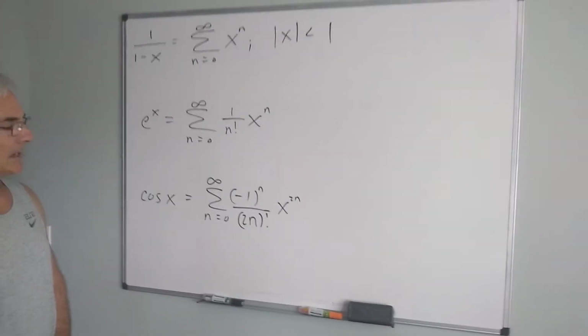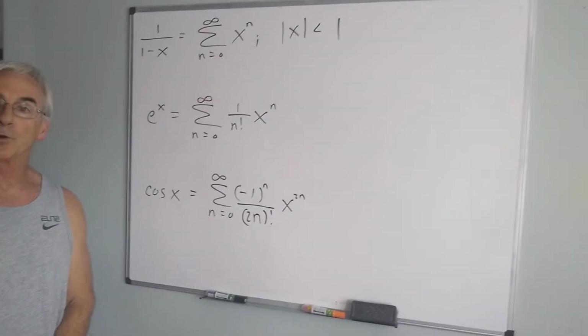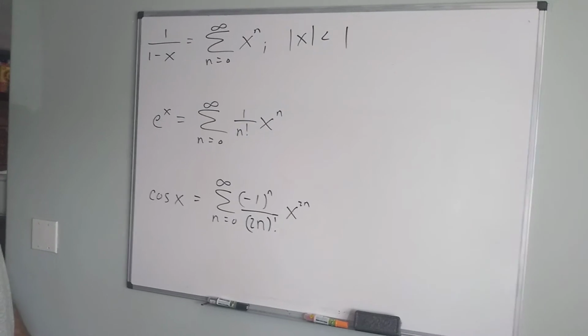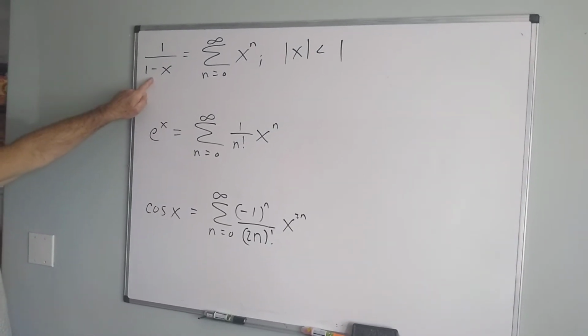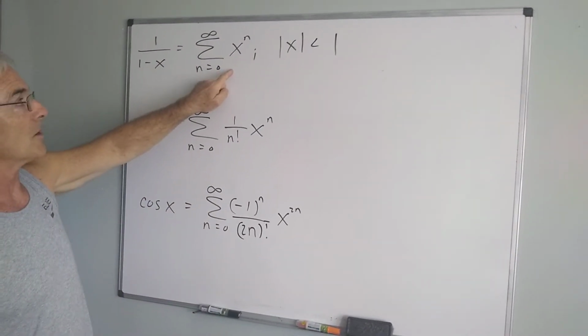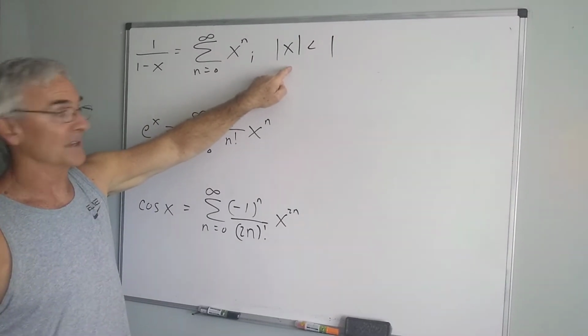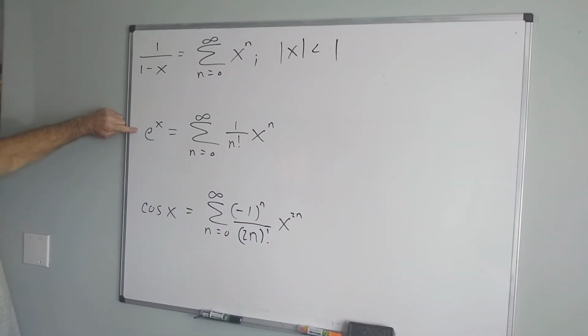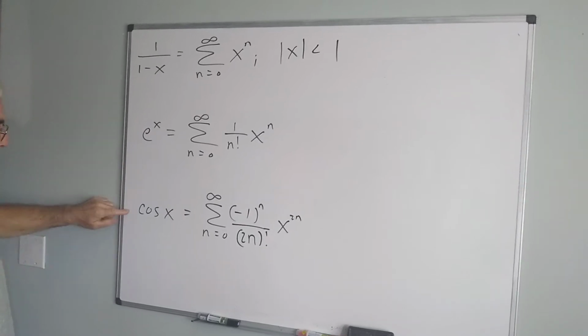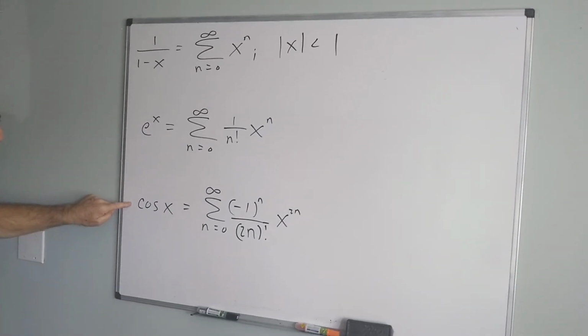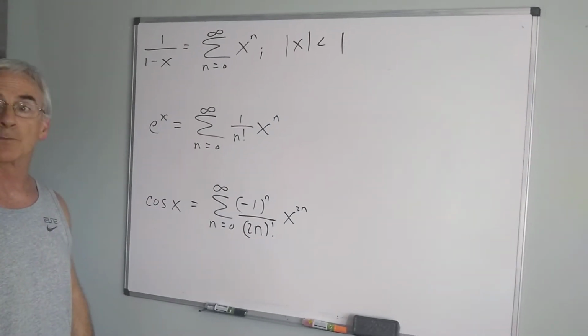Hello everyone. Let's consider the following three well-known power series. The first one is a geometric series. We know that anything of this form will expand like this as long as the absolute value of r is less than 1. We know that the exponential function looks like this, and we've developed that the cosine function looks like this.